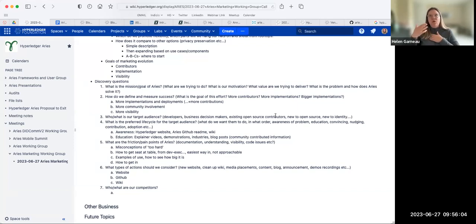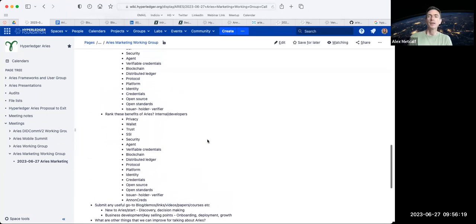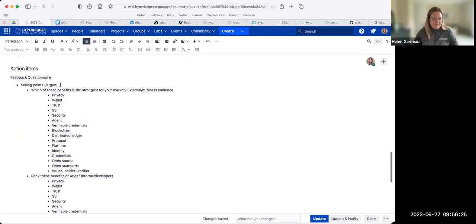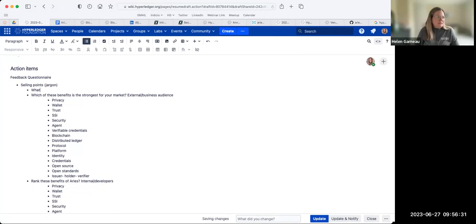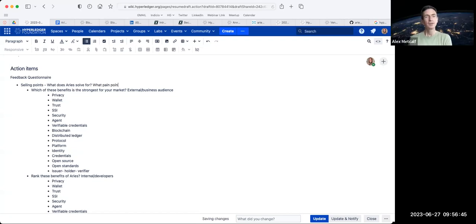But I want to know what other people see as the problem that Aries solves for. What is the hammer and the nail? You know what I mean? Yeah, I think it's a great idea to put that in. That could form the basis of how you even write that first sentence. What are people facing right now? Maybe not selling points, remove the jargon, but what does Aries solve for? What pain? Yeah, this is so valuable.